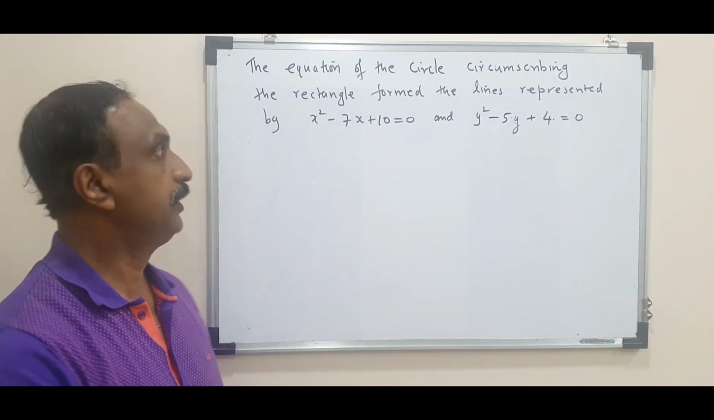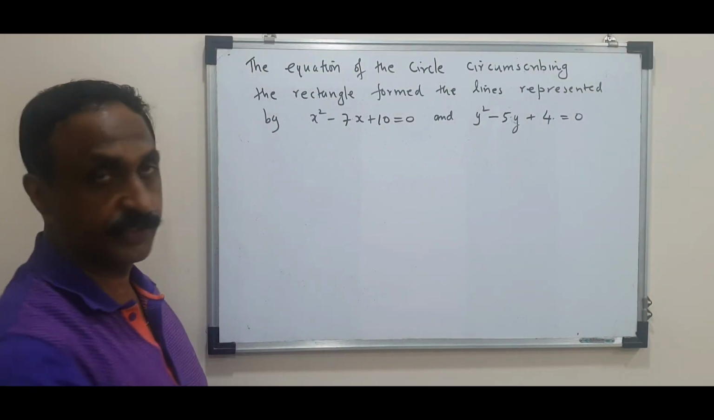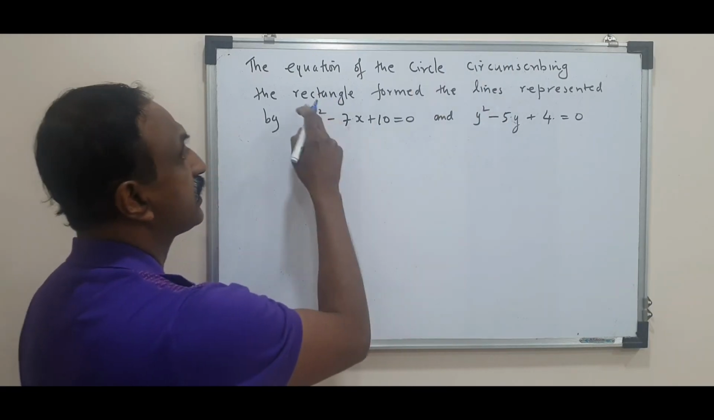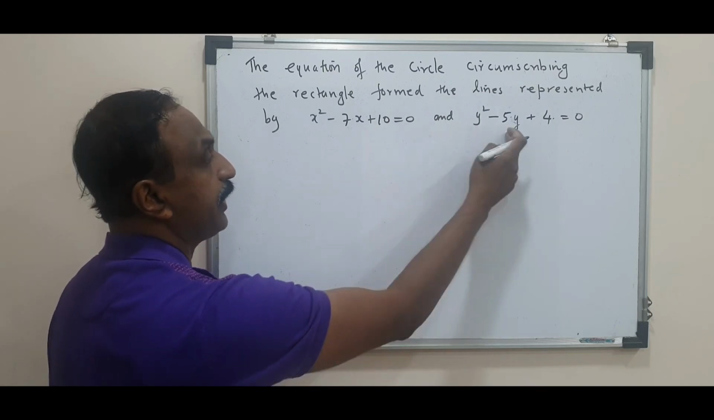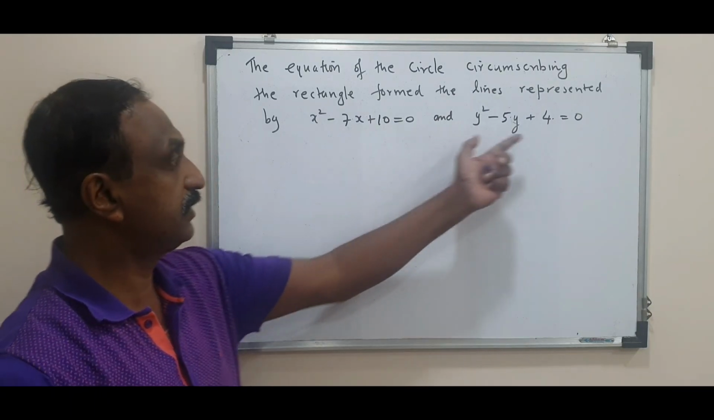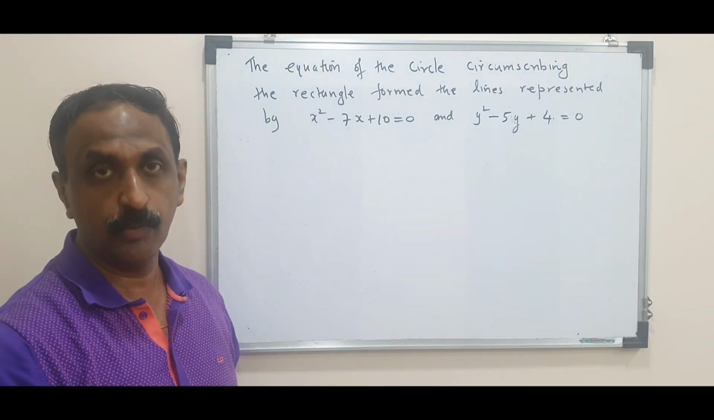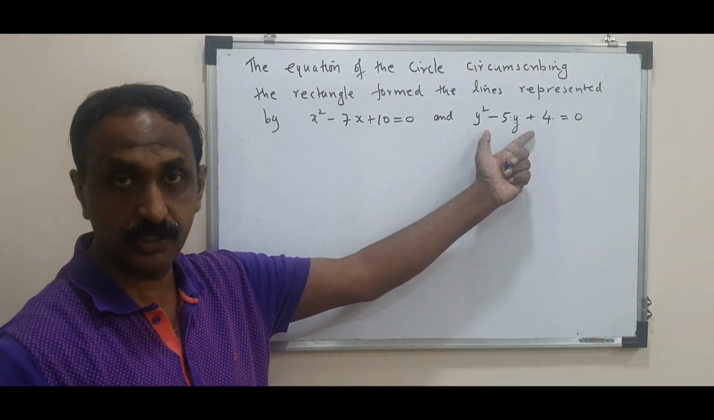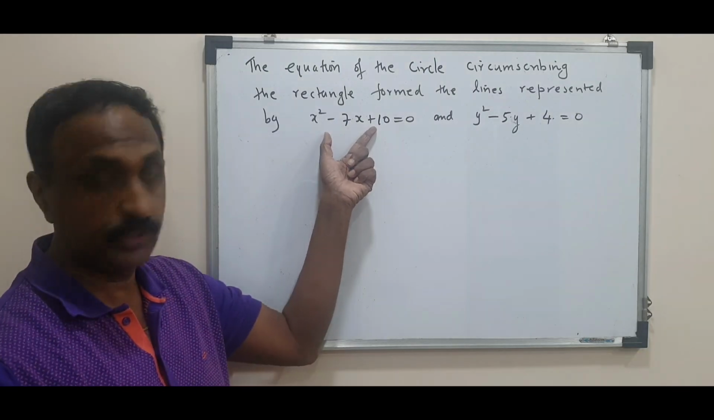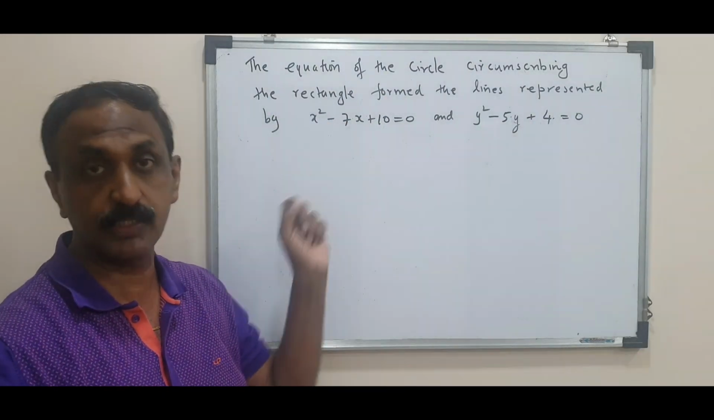Let's look at this problem. You are asked to find the equation of the circle circumscribing the rectangle formed by these two equations. Now this is quadratic, this is also quadratic. Immediately your mind should work: it represents two lines, this also represents two lines. So we need to sketch. This problem works on sketching it.